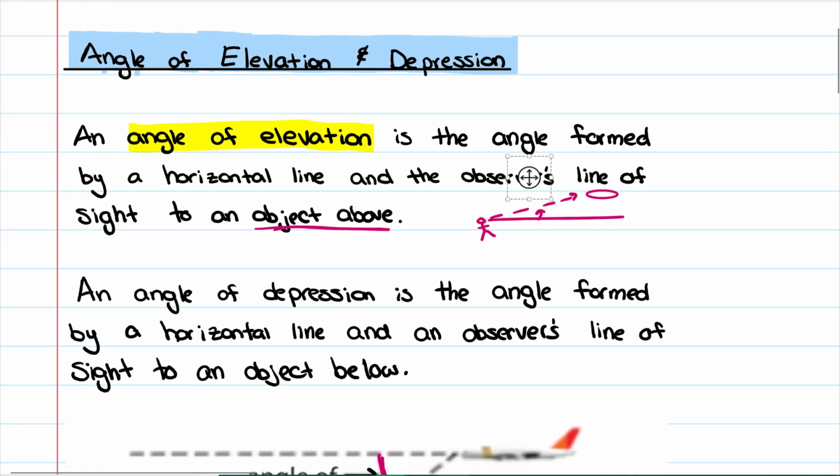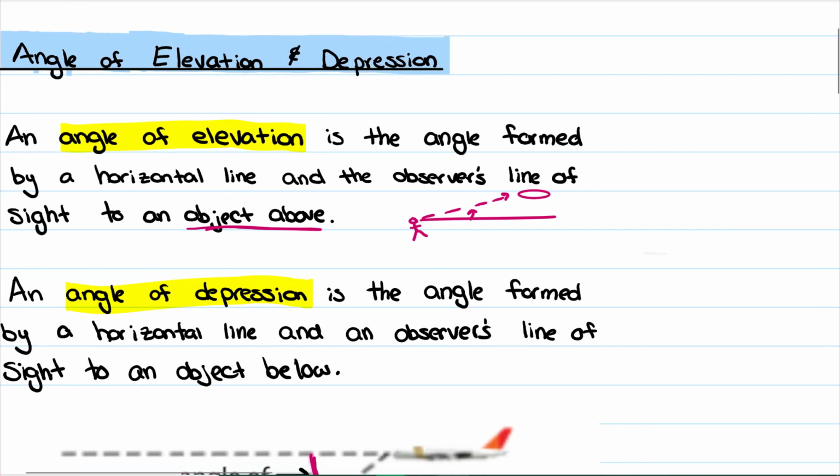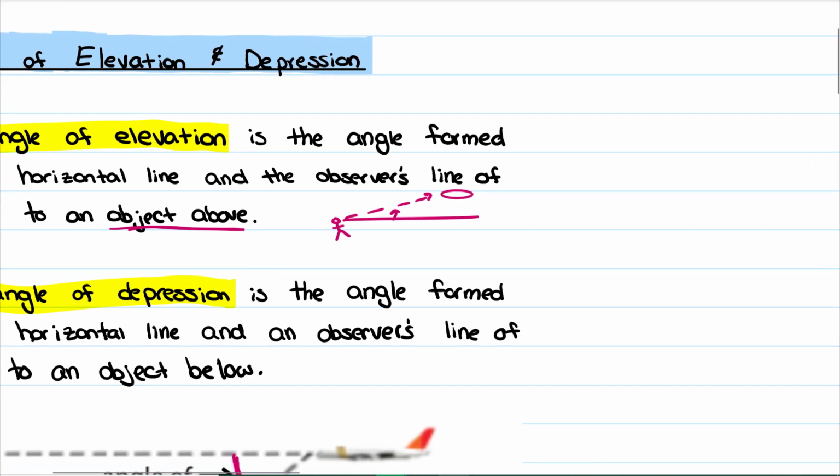An angle of depression, however, is the angle formed by a horizontal line and an observer's line of sight down to an object. So that would be like if I was on top of a building and I'm looking down at some object down here, that's the angle of depression with a horizontal line. So the angle looking down is the angle of depression.